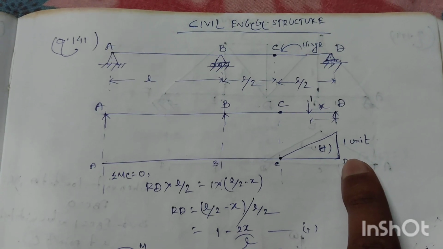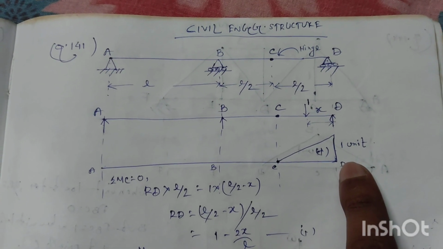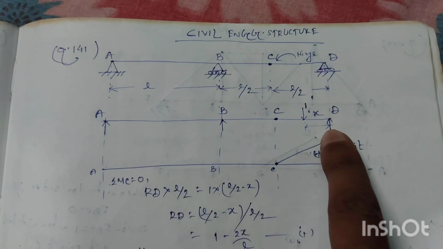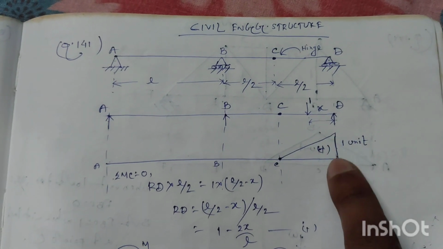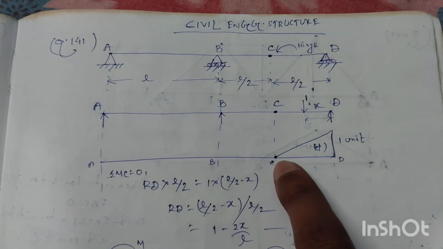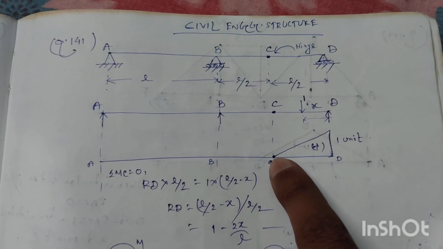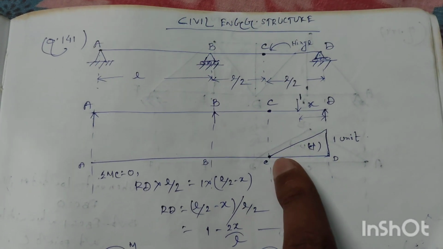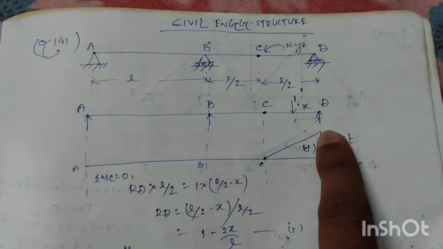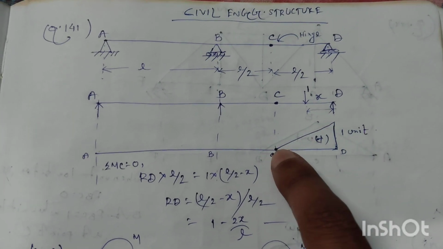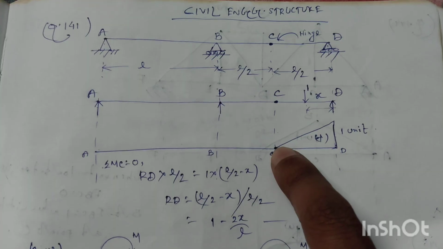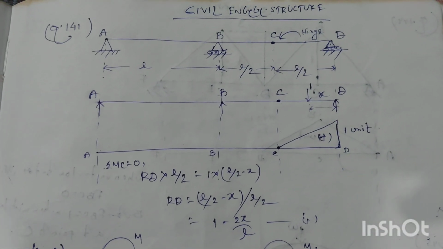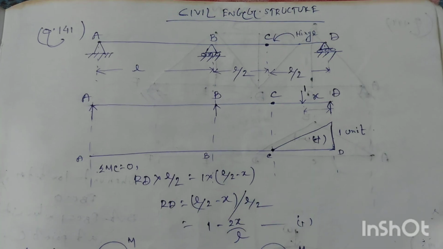At point D, the value of x equals 0, so the RD value will be equal to 1 unit, so 1 unit is drawn here. And when x is equal to L by 2, at this point C, the value of RD will be equal to 0. So we can connect these 2 points, from the 1 unit at the end to point C, with a straight line, and then we get the influence line diagram for the support reaction at D.